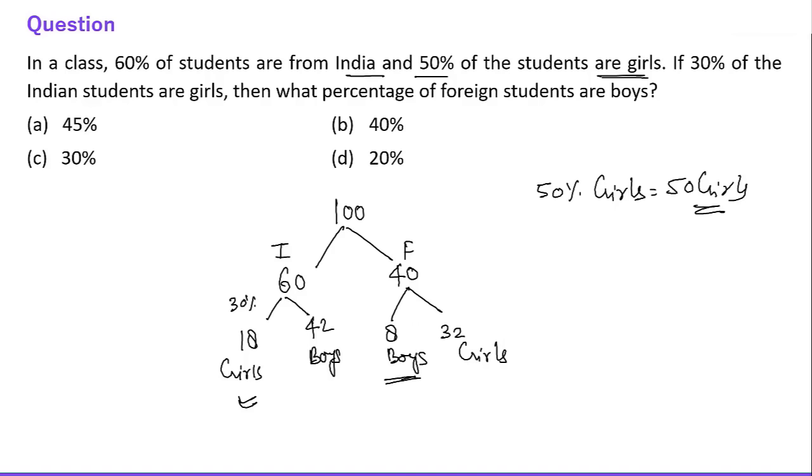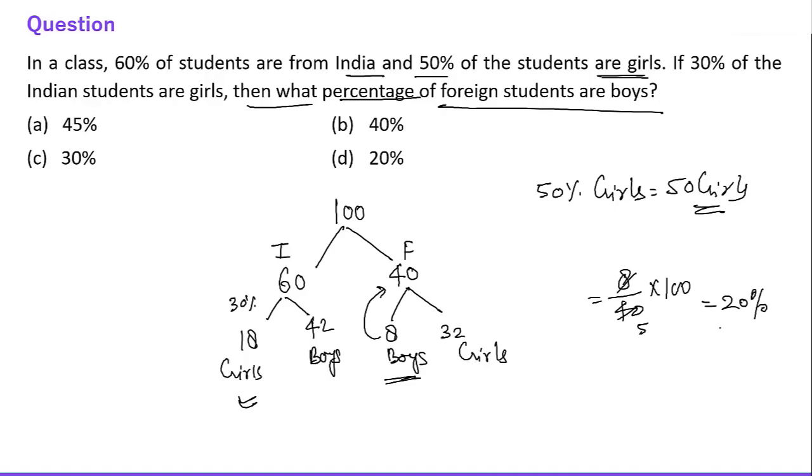So question is, then what percentage of foreign students are boys? So we need to find 8 is what percentage of 40? So 8 by 40 into 100, right? Fine, everyone. So this is 5, so this is 20%, right? The correct answer is 20%. So the answer is 20%, right? Clear? All right. Now let's move to the other one.